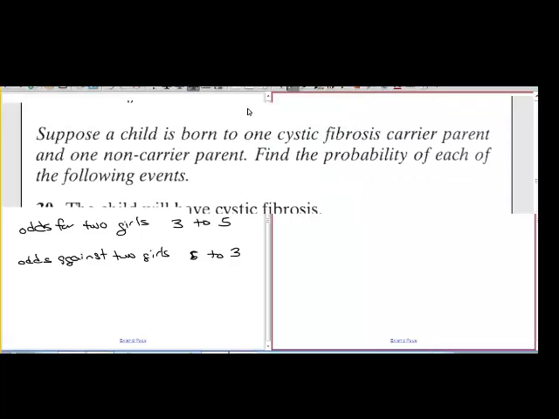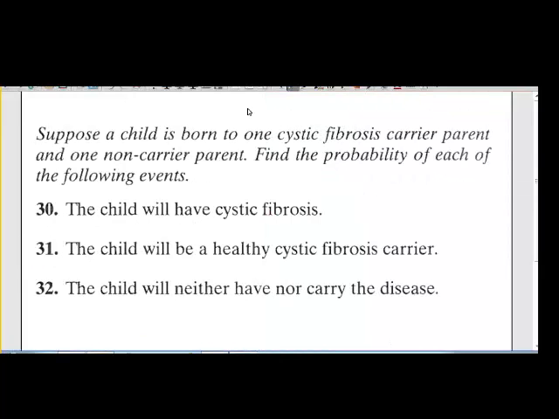Okay. So the next one is a genetics question. Suppose a child is born with 1 cystic fibrosis carrier parent and 1 non-carrier parent. Find the probability of each of the following events. The child will have cystic fibrosis. The child will be a healthy cystic fibrosis carrier, and the child will neither have nor carry the disease. Do you remember genetics from your high school biology class?